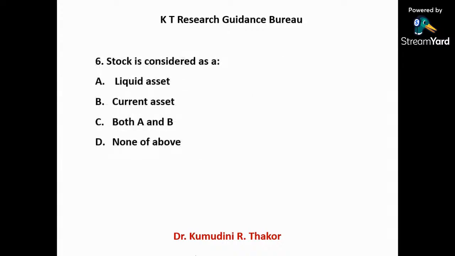Next one is: stock is considered as a liquid asset, current asset, both A and B, and D, none of above. It is easy to reply. Why? Because you already computed current ratio. And stock means unsold goods. So obviously you are unable to sell the goods. That's why it is considered as stock. So obviously your answer is B, current asset. I hope you can understand it very easily.